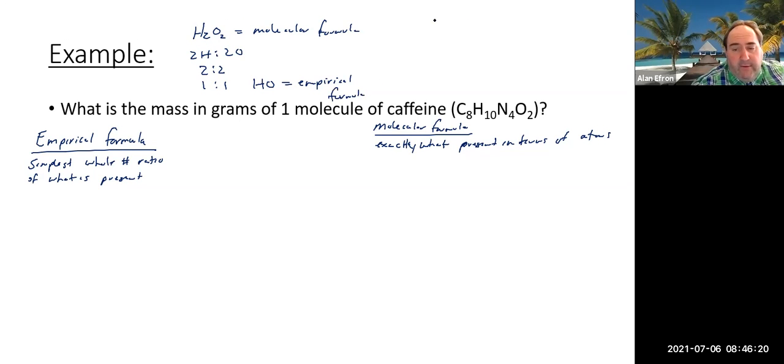Also, if we had, say, C2H6 as the molecular formula, that would tell you that in this particular compound there are 2 carbons for every 6 hydrogens present. That is a 2-to-6 ratio, which you can reduce down to a 1-to-3 ratio, and that would give us CH3 as its empirical formula.